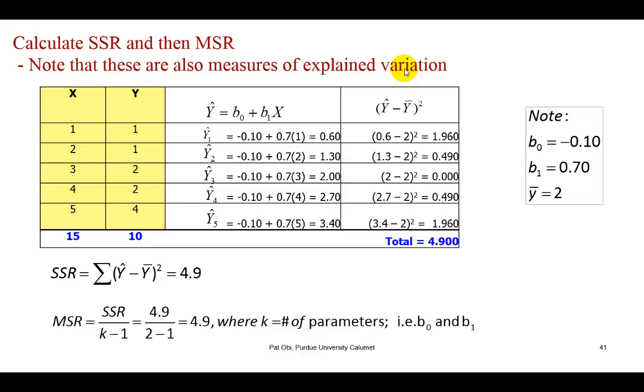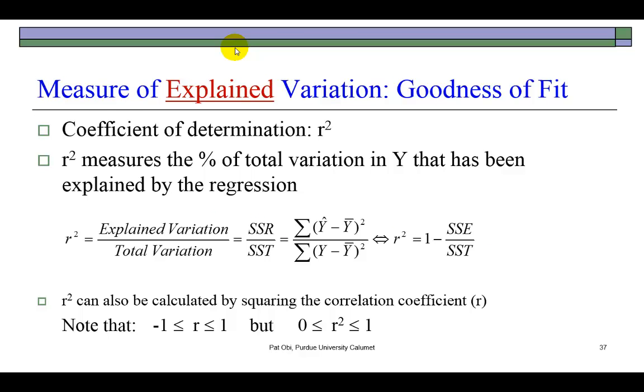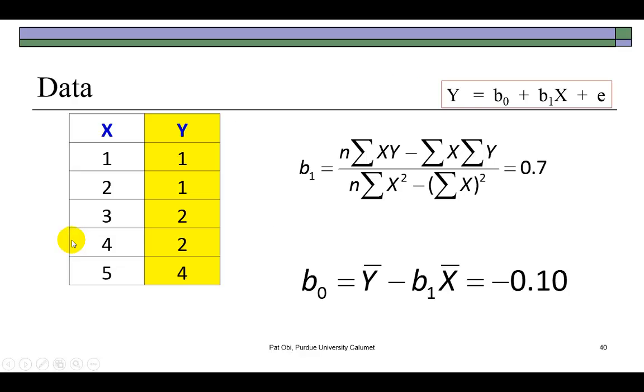But again, remember, to calculate r squared, we need to have sum of squares regression and sum of squares total. I'll go back here. To calculate r squared, we need to have sum of squares regression and sum of squares total. These are measures of explained variation, providing us with this more succinct measure of explained variation. So let's go forward again.